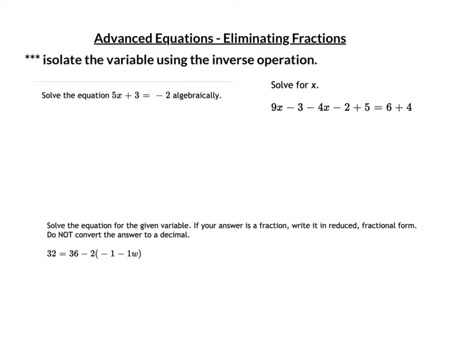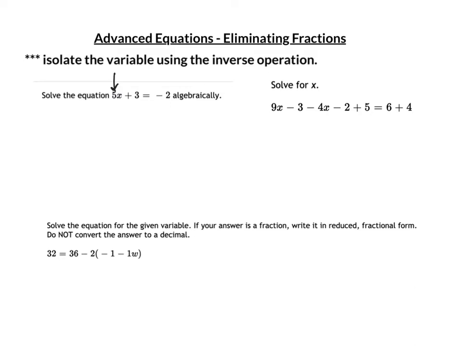So let's just remember a few things here. In general, the last thing you do is get rid of the coefficient. The coefficient is the number in front of the variable. In this case, it's a 5. So that's the last thing we do, is get rid of that coefficient.